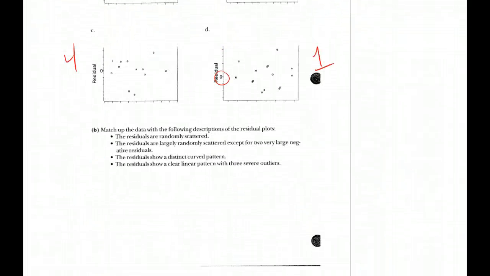Here I am down here. For which one are the residuals randomly scattered? And we would say D. The residuals are largely randomly scattered except for 2 very large negative residuals. That would be C. The residuals show a distinct curved pattern. That would definitely be B. And the residuals show a clear linear pattern with 3 severe outliers, and that would be A.